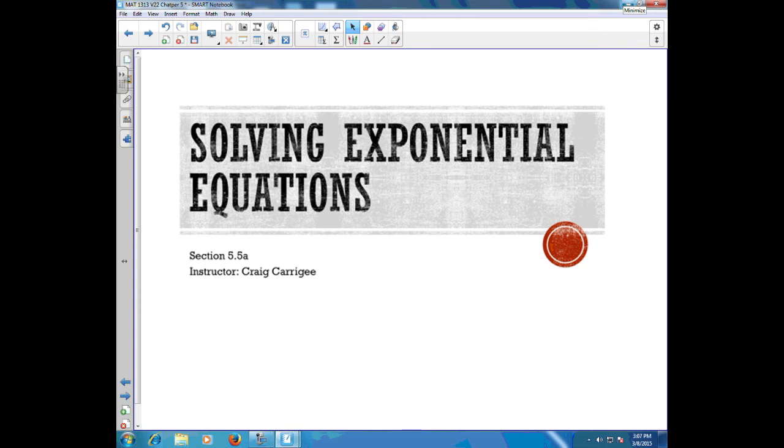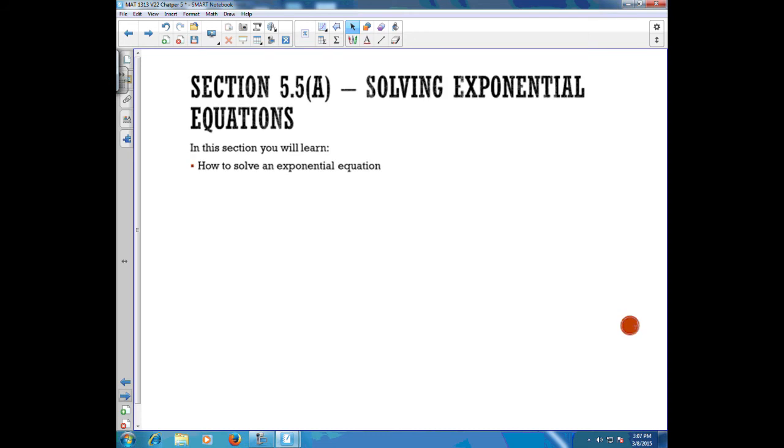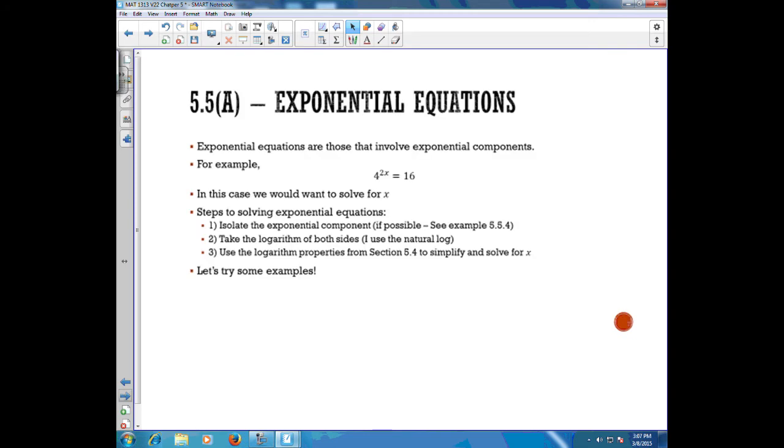Today we're going to talk about solving exponential equations. In this section, you're just going to learn how to solve exponential equations. Exponential equations are those that involve exponential components. For example, something like 4 to the 2x is equal to 16. In this case, we want to solve for x. We want to figure out what x is.